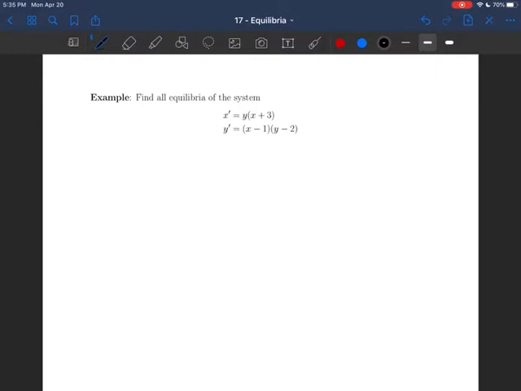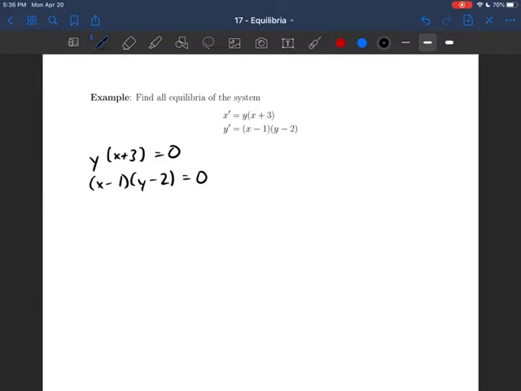All right, so that's an example. Let's try another. In this case, we have a system. Instead of calling them y1 and y2, our variables are called x and y. And we want to find all equilibria of this system. x prime equals y times (x plus 3), and y prime equals (x minus 1) times (y minus 2). All right, so what do we need to do? Well, we just need to set each of these equations equal to 0.